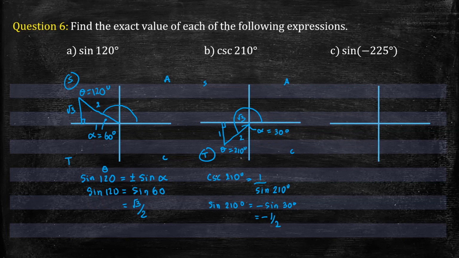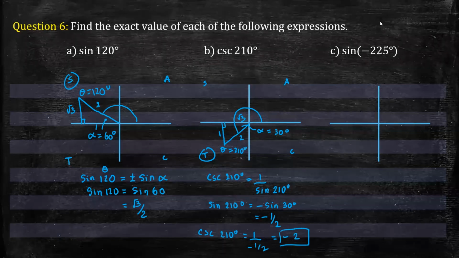But remember, we want cosec 210, which is 1 on sine 210. And sine 210 is negative 1/2. So that's going to give you negative 2 as your final answer for cosec 210 degrees. In question C, we have sine of a negative angle, which is negative 225 degrees.